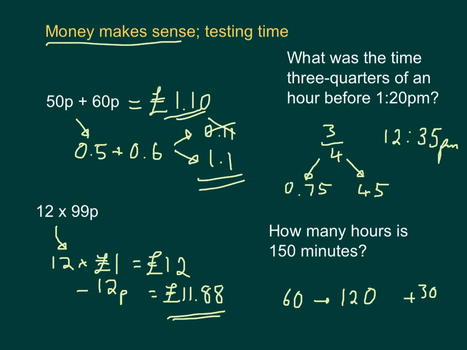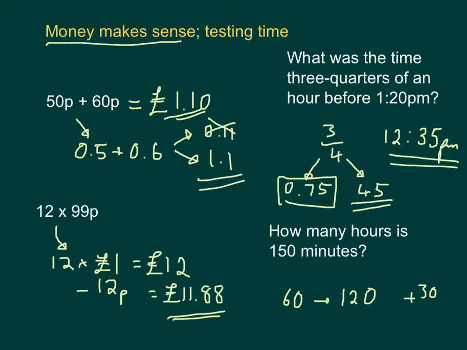Time is a bit more testing. And that's because time uses a different number system. What was the time 3/4 of an hour before 1:20 p.m? Well, I'm probably used to 3/4 being 0.75 in our system, which is base 10. But when we've got a system where we count up in 60s, 3/4 of course is actually 45. So when I'm looking at 3/4 of an hour before 1:20, I've got to take 45 minutes off. I take 20 minutes off to get to 1 o'clock, and then of course to take 25 minutes off, I'm taking that from 60 to get to 12:35, a very different system.